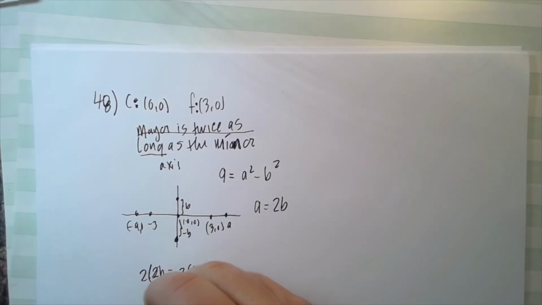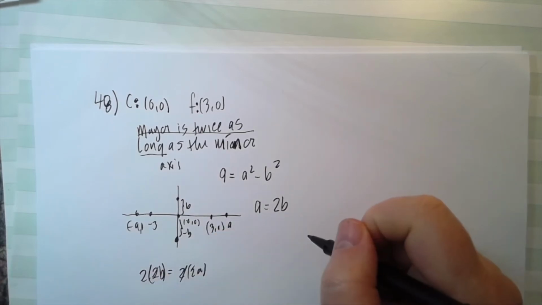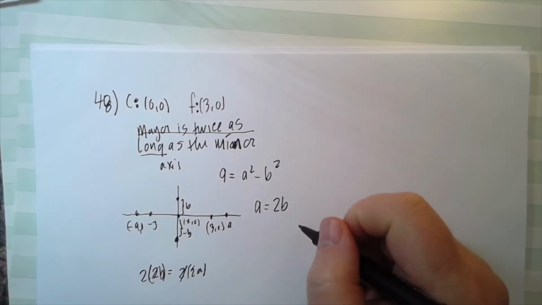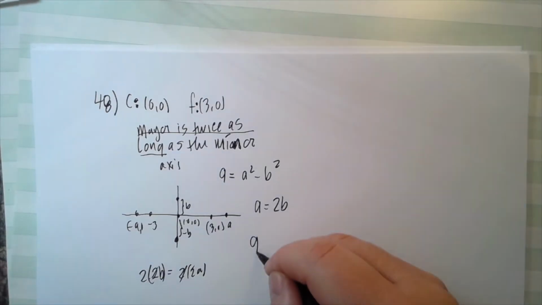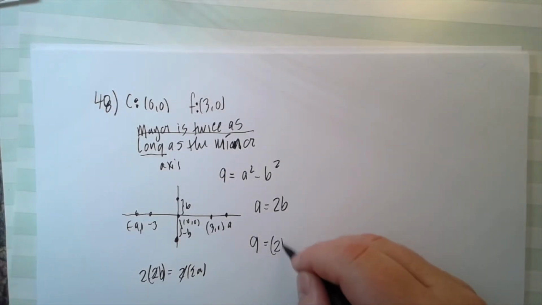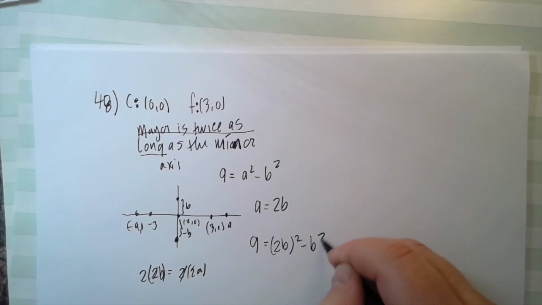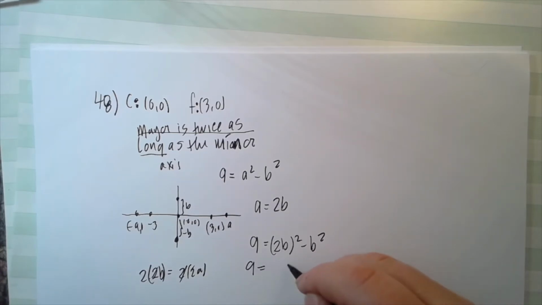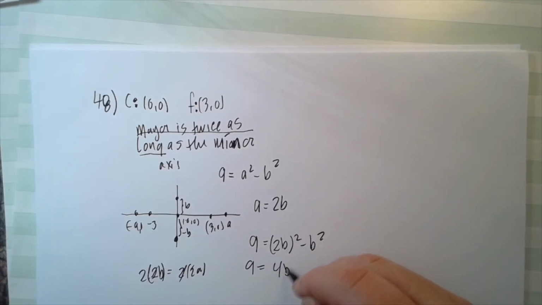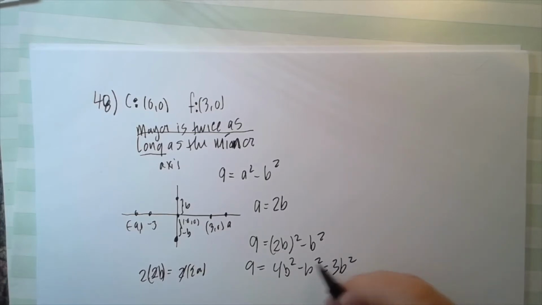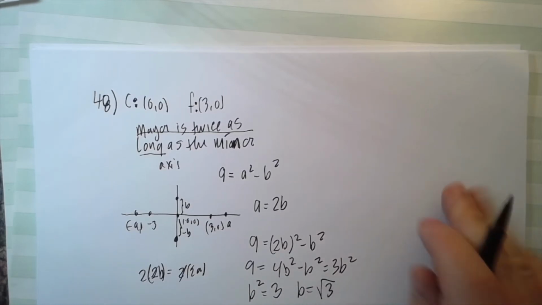Oh, sorry, did it the wrong side. That we get a is equal to 2b. Now I can just plug that in, so I get 9 is equal to 2b squared minus b squared. So 9 is equal to, well, this is 4b squared minus b squared, which is 3b squared. So this would mean that, divide that over, that b squared is equal to 3. So b is equal to the square root of 3.